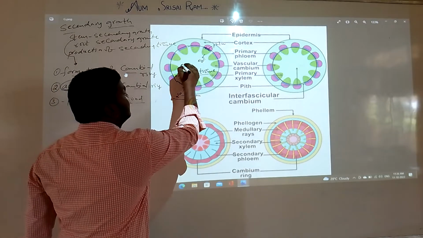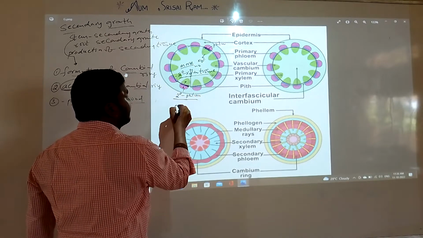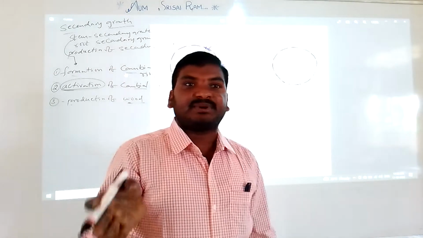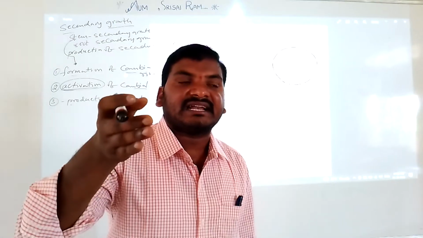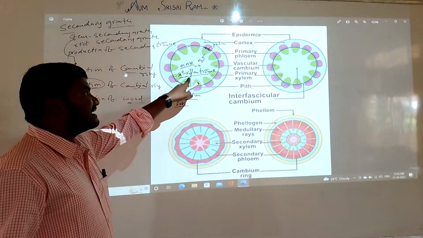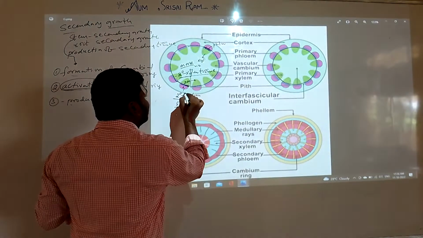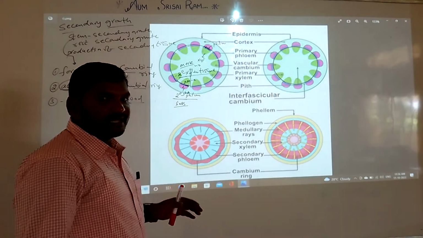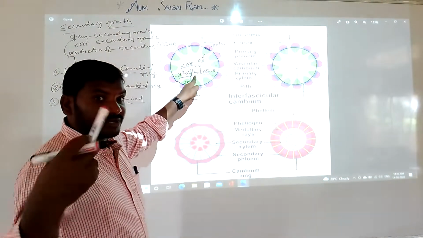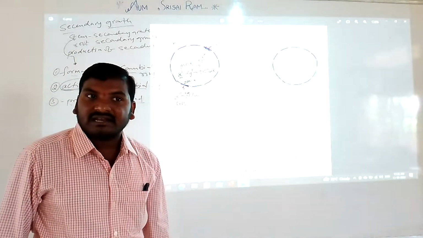Secondary xylem is usually produced in greater amount, and secondary phloem is produced in lesser amount. Comparing the two, the inside is more active and the outside is less active. Because of the more active inside, more secondary xylem is produced. Because of the less active outside, less secondary phloem is produced.